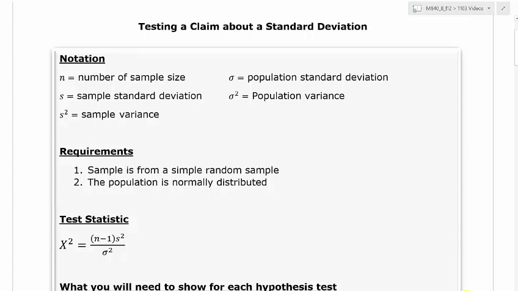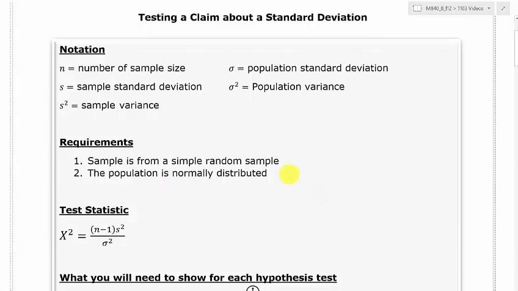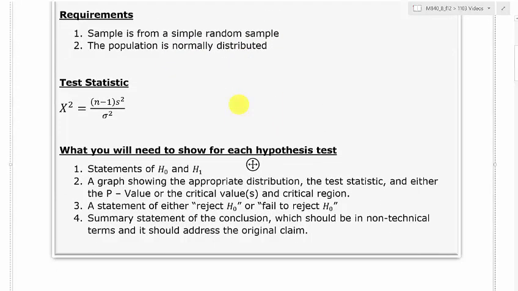The requirements are that it has to be a simple random sample, and also the population needs to have a normal distribution. Our test statistic is chi-squared, and it's equal to (n minus 1) times s squared over sigma squared.